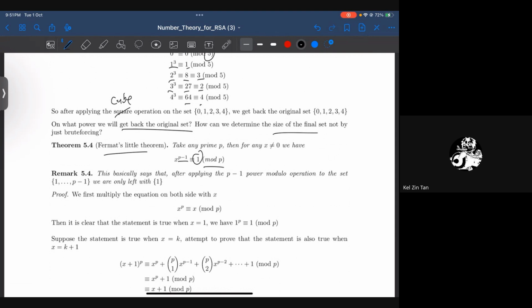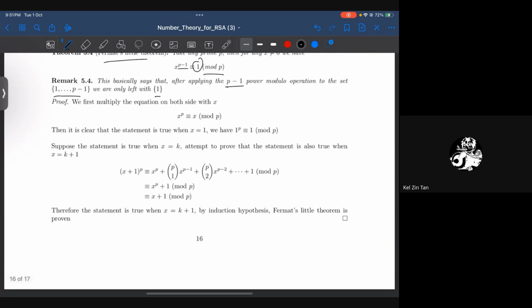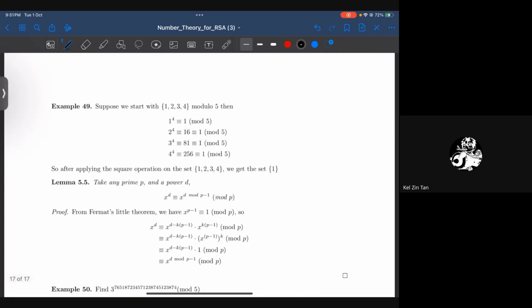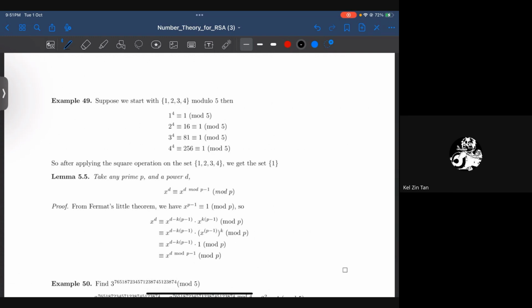So it basically says that after applying the p minus 1 power modulo operation to the set from 1 to p minus 1, we are only left with 1. So everything will crash together and become 1. Okay? So why is this the case? The proof is here, but I will just skip it first. We look at some examples. Suppose we have 1, 2, 3, 4 and modulo 5.